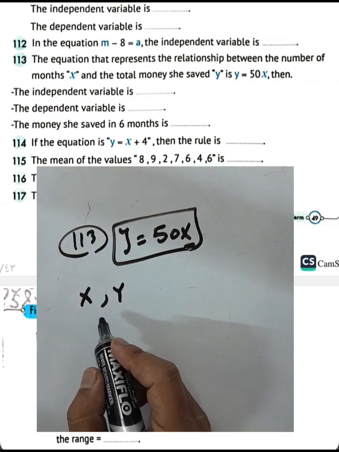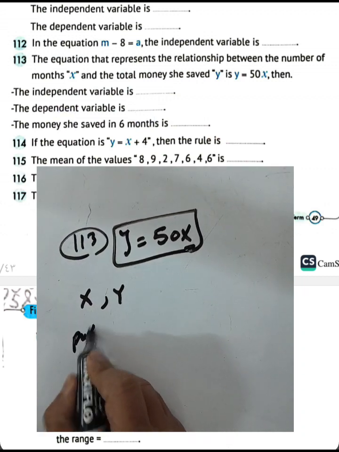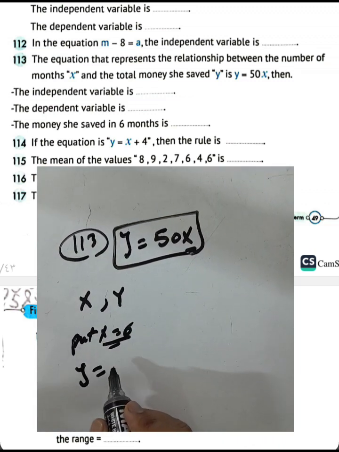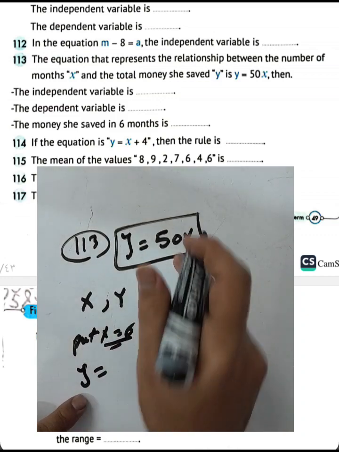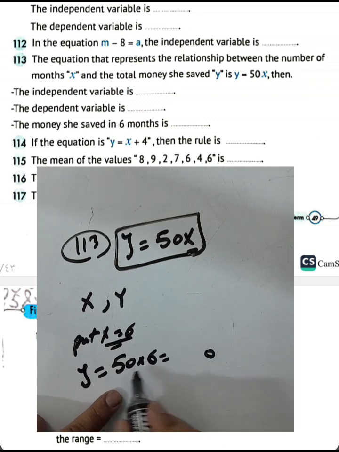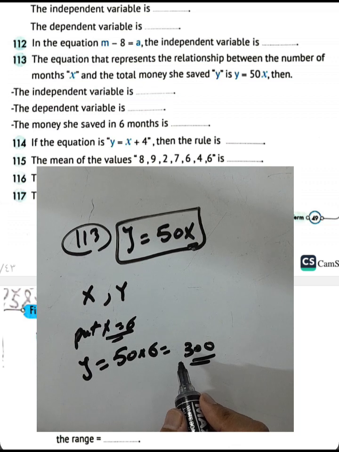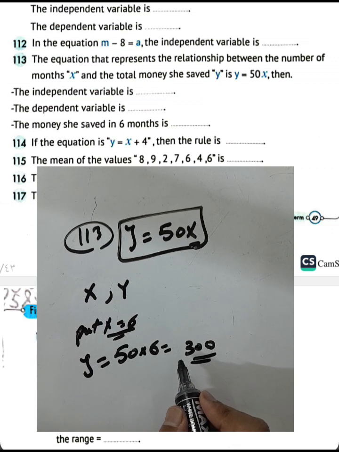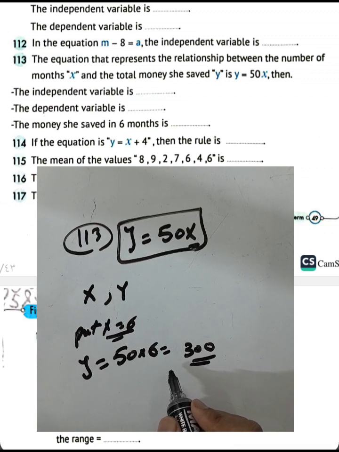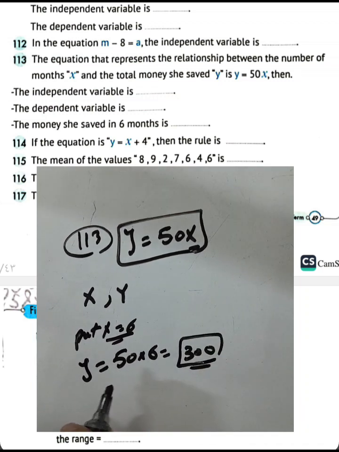And the third question, the money she saved in 6 months, so x equals 6. To find the total money she will save in 6 months, x equals 6, then y will be 50 multiplication by 6. 0 times 6 equals 0, and 5 times 6 equals 30. So how many will she save? The total money will be 300 pounds, or Egyptian lira, any units. Write 300 here, it's the total.